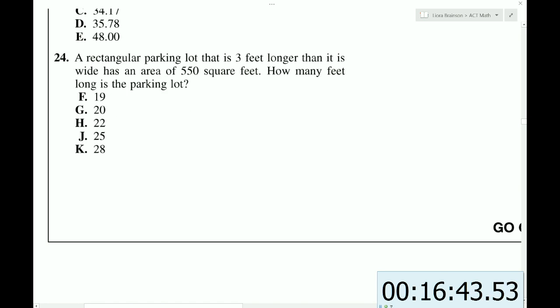A rectangular parking lot that is 3 feet longer than it is wide. So the length is 3 more than the width, right?